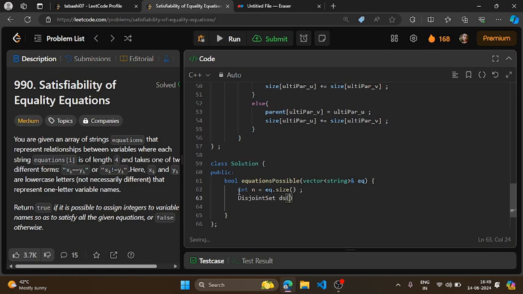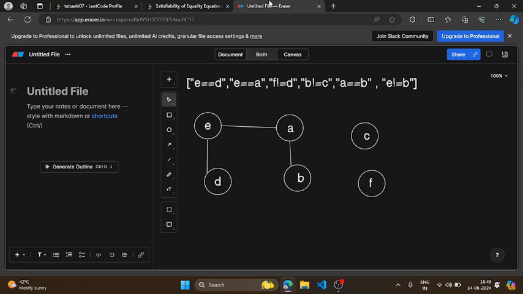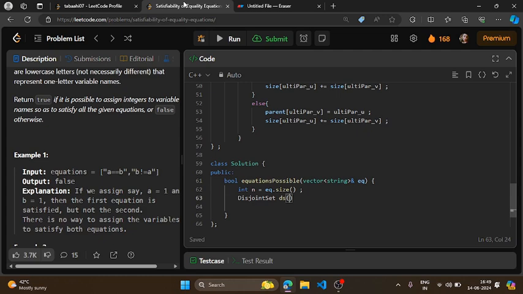Now, what is the size of my equations? So yeah, here let's consider one thing. In my equation, I'm only having the alphabets and the equal or not equal sign, right? But our nodes will contain the alphabet only, right? So how many total alphabets can we have? Of course, 26, right? So I will be making a graph of 26 nodes and I will connect them accordingly. So here I'm just making a graph of 26 nodes simply.